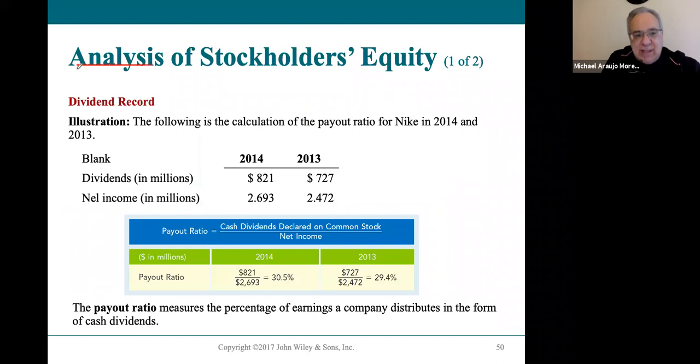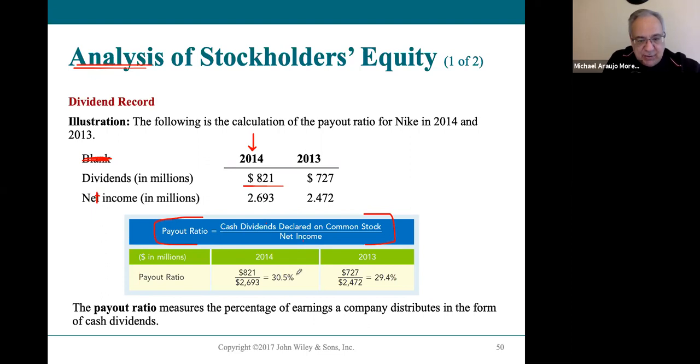So a little bit of analysis here. What's important to owners? One thing that's important to owners is how much of their profit is being shared with them. That's the payout ratio. The payout ratio is simply the amount of cash dividends over the net income. Your dividends are listed in 2013 as 821. Your net income is 2,693.